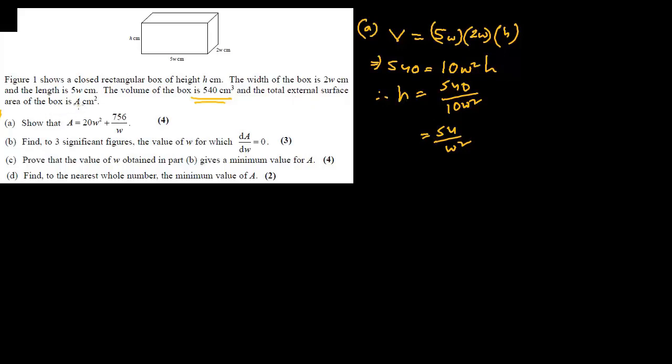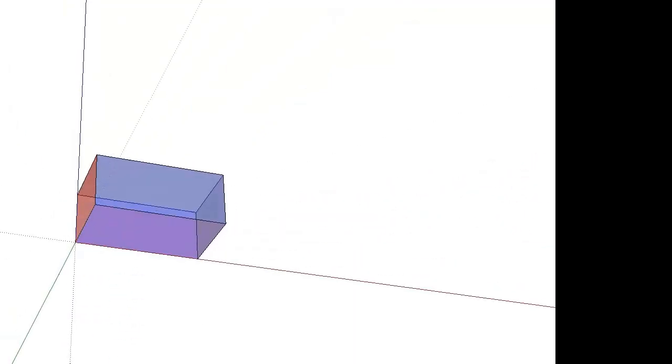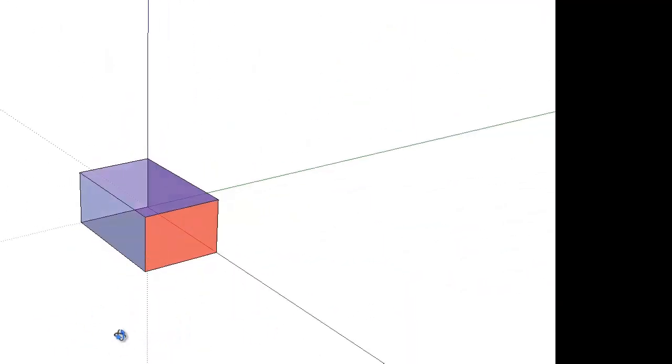So the surface area works like that. Let me show you over here. If you move it around, you can see that we have this surface 1, 2, 3, and on the other side 4, and then here we have 5, and on the other side 6. There are 6 surfaces over here. The opposite surfaces are exactly the same rectangle.